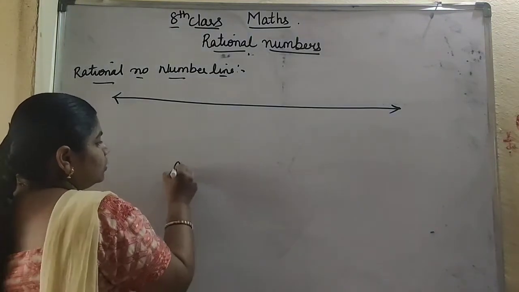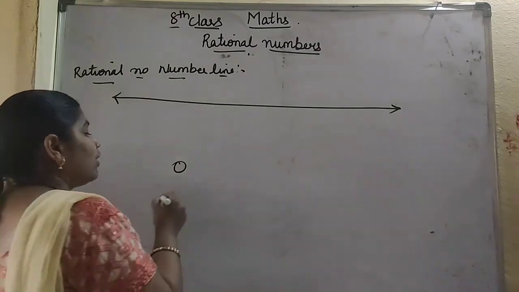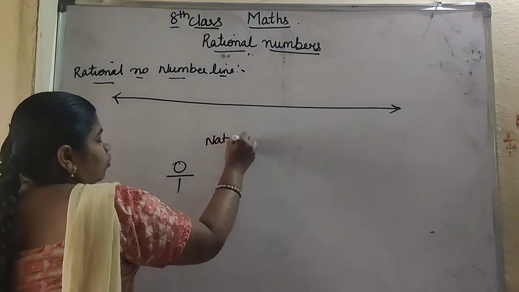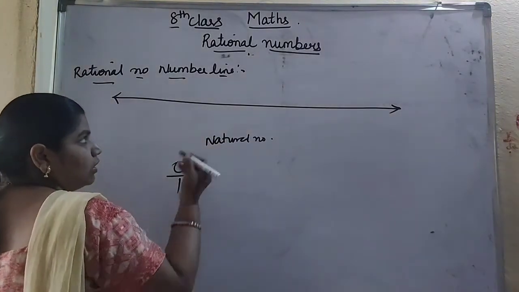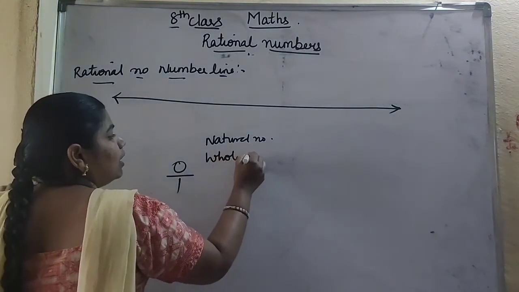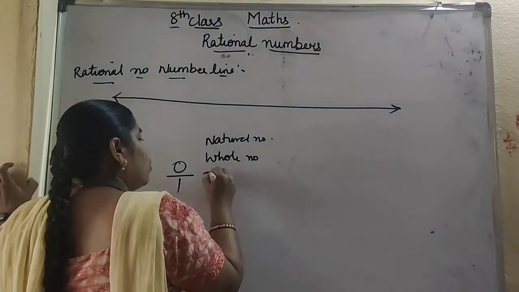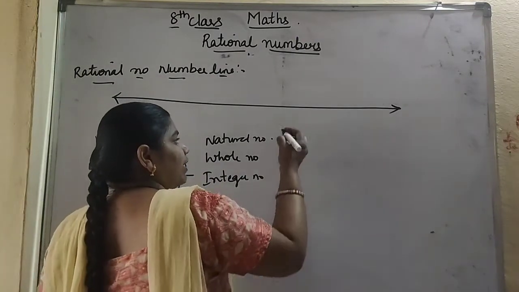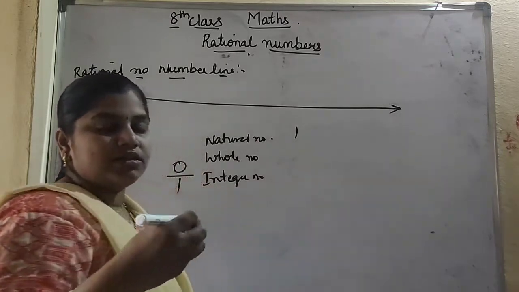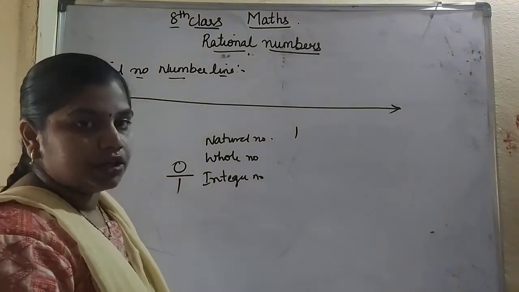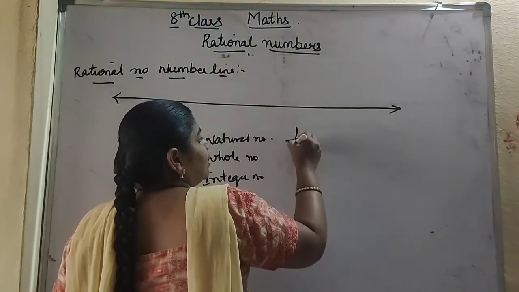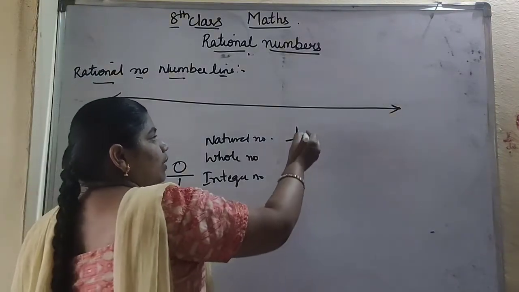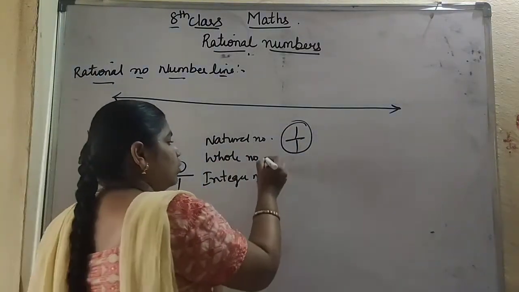Why am I calling 0 a rational number? Because 0 can be written in the form of 0 by 1. All the natural numbers are rational numbers, as well as all the whole numbers are rational numbers. In the same way, all the integers are also rational numbers. If you take the natural number 1, I am telling that 1 is also a rational number, because 1 can be written in the form of 1 by 1. 1 by 1 is in the form of p by q. So this 1 by 1 is also a rational number, as well as 0.